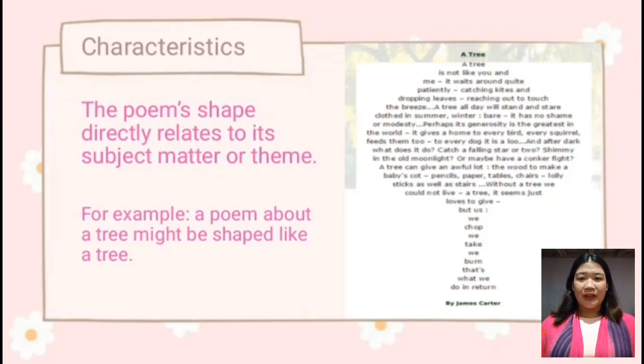So think about it. If a poem is about a tall, majestic tree, what shape might the poem take? It might be shaped like a tree. The branches might be made of words, the trunk might be formed by lines of text, and the roots could be represented by words at the bottom. So that is shape poetry.